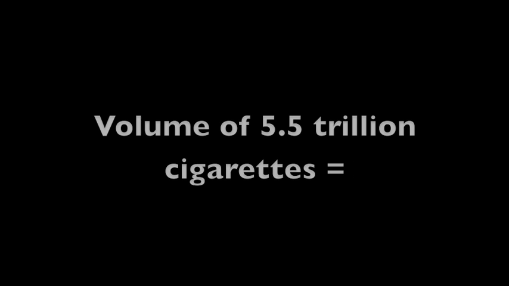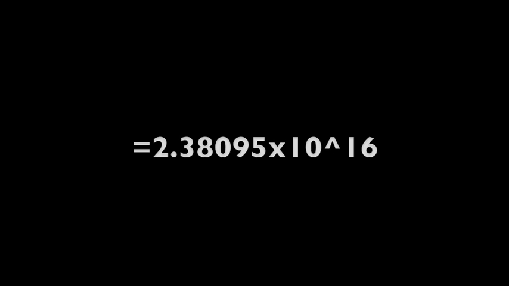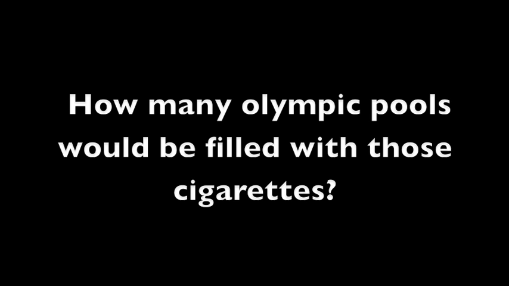volume of a cigarette. The volume of 5.5 trillion cigarettes is just 4,329 millimeters cubed times 5.5 trillion, which would equal 2.38095 times 10 to the 16th. So how many Olympic pools would be filled with all those cigarettes?